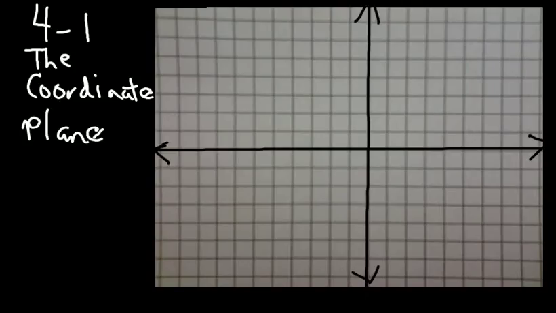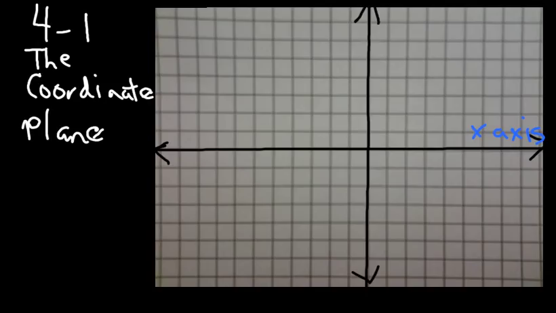Okay, 4-1, the coordinate plane. The first thing we have to learn are the parts of the coordinate plane. So, we have an x-axis. This line right here that's horizontal is called the x-axis. This is very important because when a point is located on the x-axis and you are asked to identify the location of that point, you will have to say x-axis.